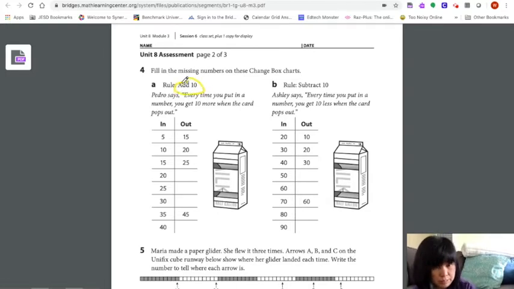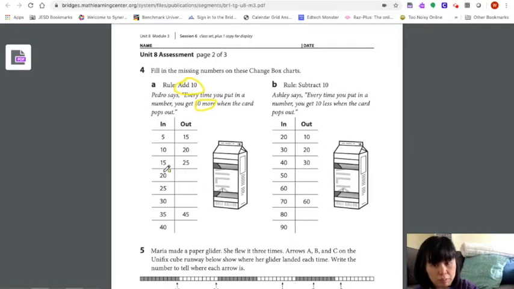Circle that because that's important. And then it says, Pedro says, every time you put in a number, you get 10 more when the card pops out. So every time you put a card in, you get 10 more. It's going to circle that too. So what that means is that if I put in the number 5, 15 pops out because that's 10 more from 5. Okay. Now what you're going to do is you're going to fill in the missing numbers here.